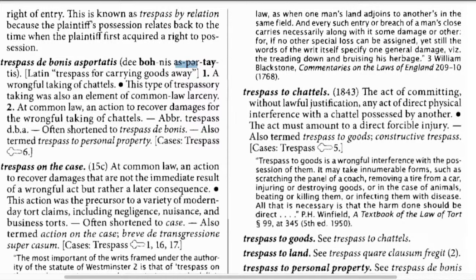Asportatis. Latin for trespass, for carrying goods away. A wrongful taking of chattels. This type of trespassory taking was also an element of common law larceny. At common law, an action to recover damages for the wrongful taking of chattels.